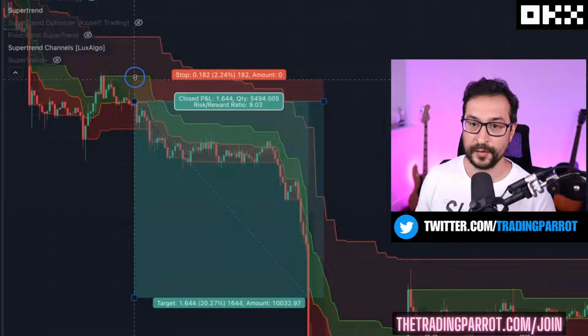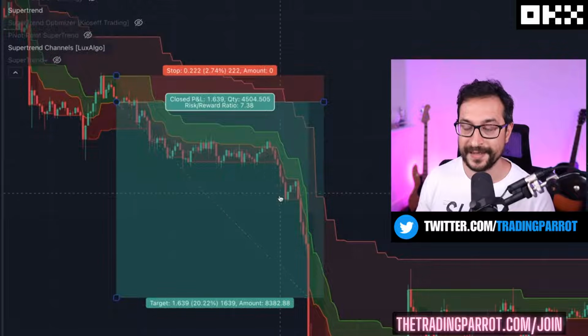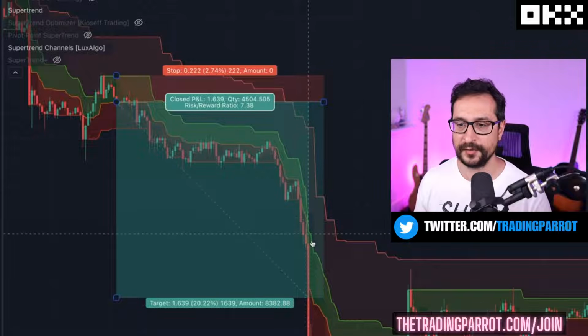For example, in this case, I'm taking a short, and the upper line of the channel as a trailing stop. Initially, you have the stop loss here, but if the price keeps coming down, your stop loss can continue moving, following the price to the downside.